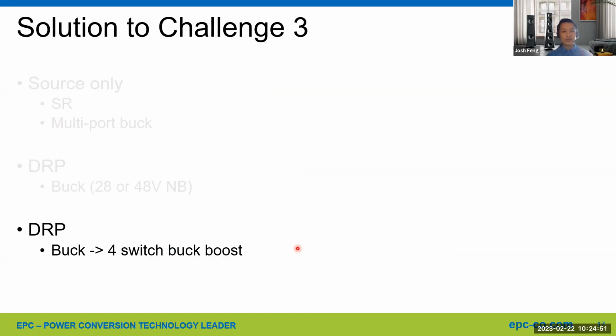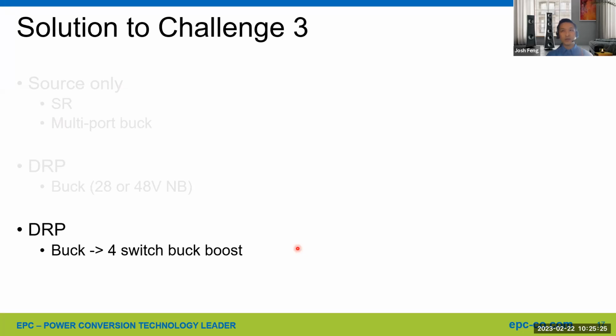The last solution, to challenge number 3, was about debugging. Conventional USB is always 5 volt, 12 volts. But in the future, you're seeing some 20 volt or 28 volts coming up, then 36, 48 volts. A conventional buck or conventional buck boost is not sufficient anymore. What we're seeing is more 4-switch buck boost topologies being released in the market.